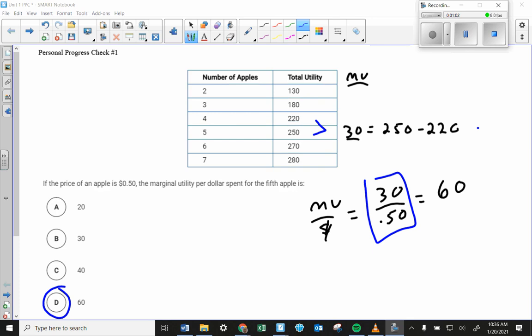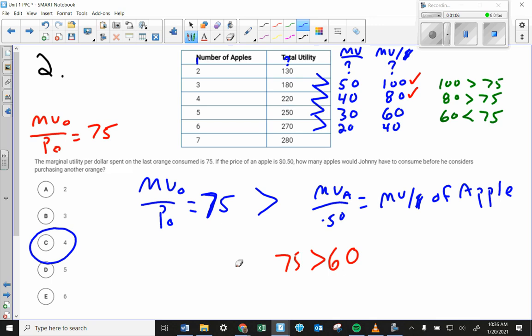For number 2, they give you the same chart here, and they tell you that the marginal utility per dollar spent on the last orange is 75. So in other words, you're getting a marginal utility per dollar for oranges over here on the left of 75. So you'll buy oranges as long as the marginal utility per dollar of oranges is greater than marginal utility per dollar of apples.